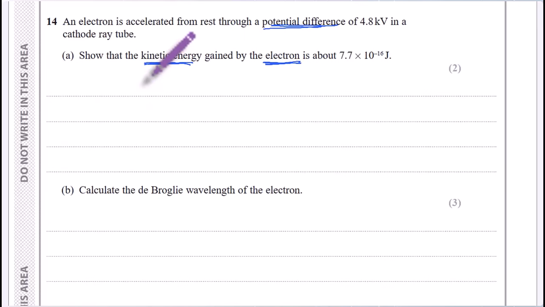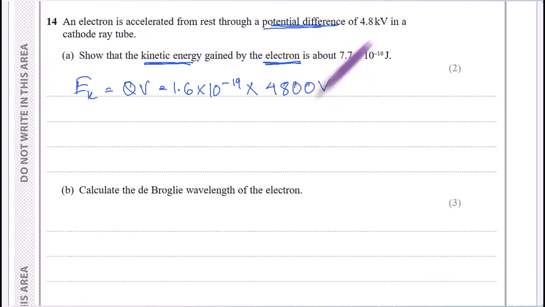So how does the electron gain kinetic energy when it's moving through an electric field? Due to electrical work done. The equation for electrical work done is QV. So the kinetic energy gained is also equal to QV. Q being the charge of the electron, 1.6 times 10 to the power minus 19, times V, which is 4.8 kilovolt, equal to 4800 volt. You don't have to write volt here.